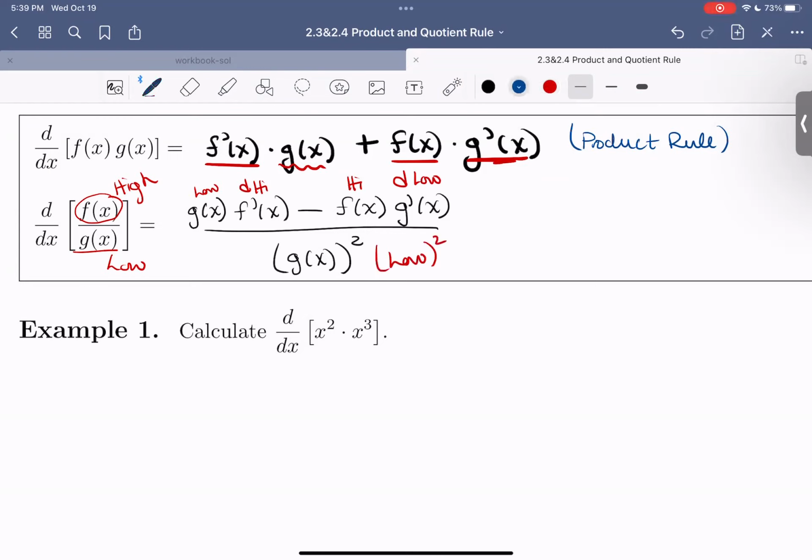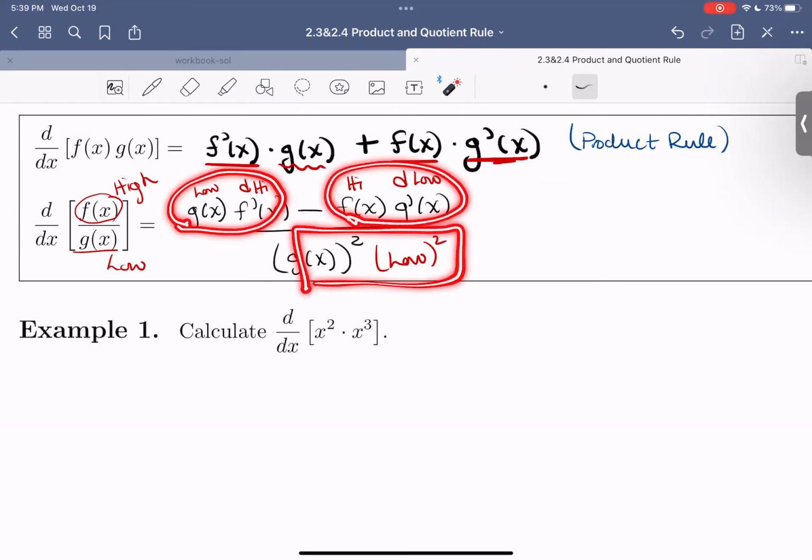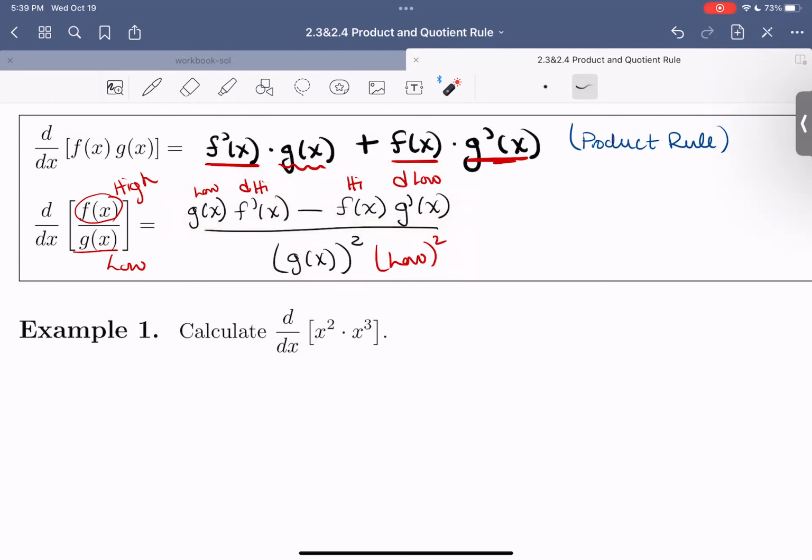So what we can say is low d high minus high d low over low low, or low squared, but I like saying low low better. Again, that's low d high, the bottom function times the derivative of the high function, minus high d low, the high function times the derivative of the low function, over low low, the low function times the low function.